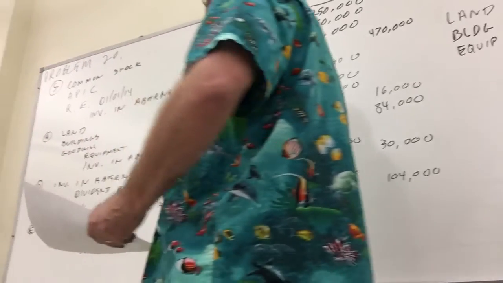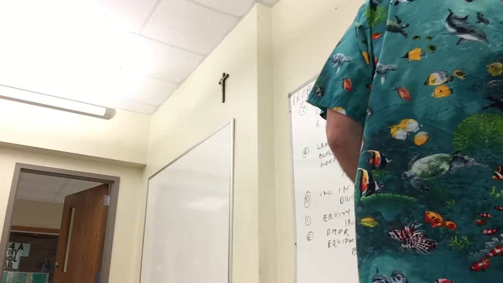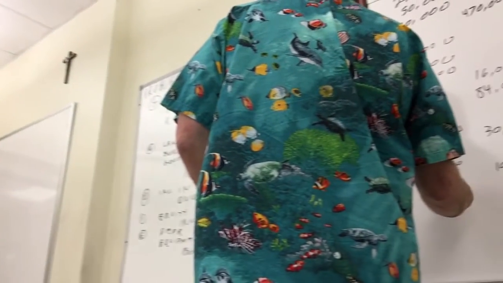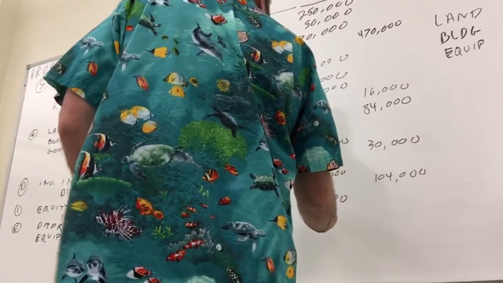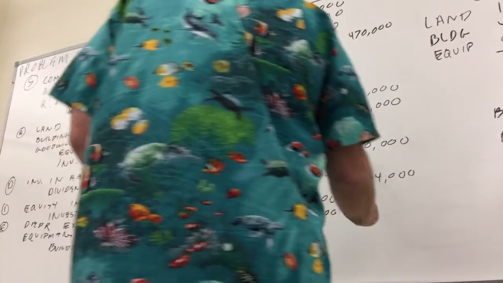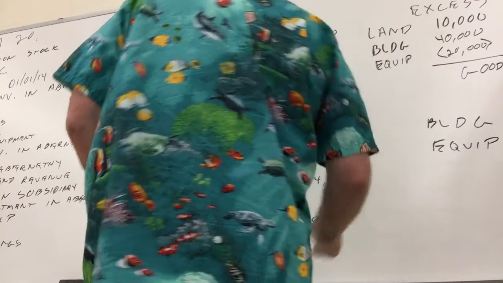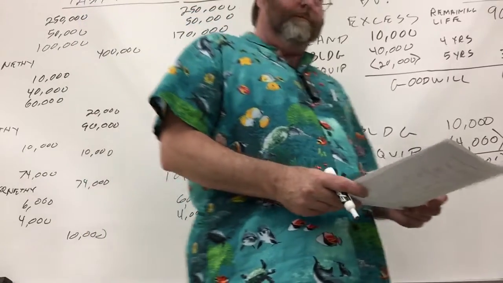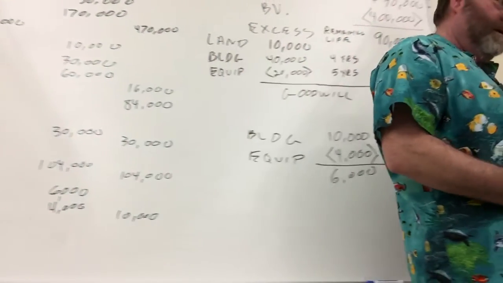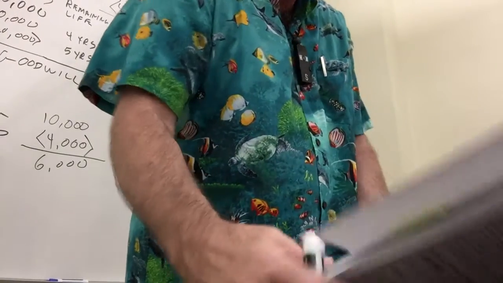And then this E entry for 2015 is exactly the same. The net depreciation expense is going to be 6,000. You're going to increase the equipment by 4,000 and decrease it by 10,000. And that's it. How hard is that? So now let's do it on a worksheet.